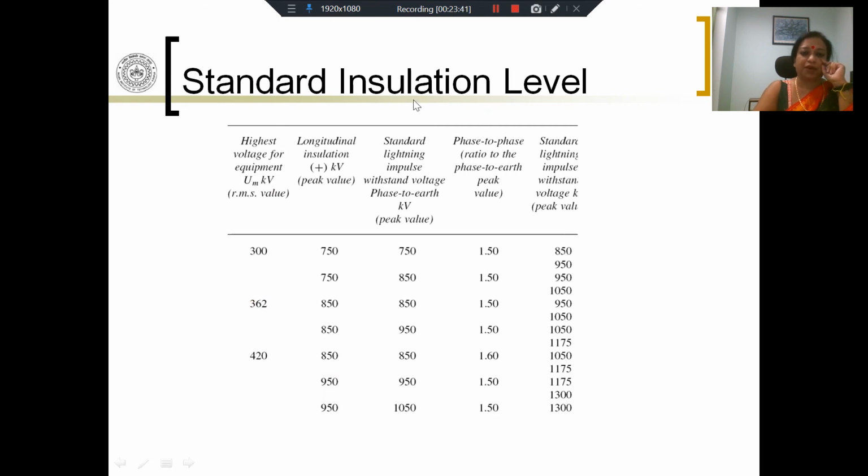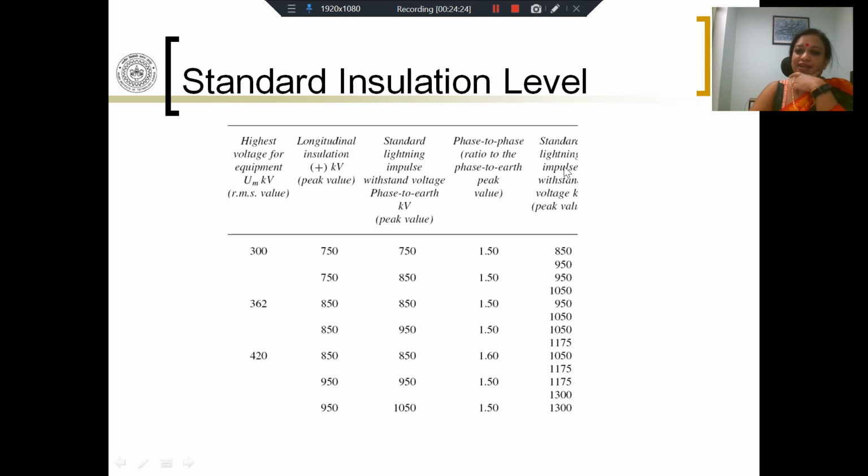To give you an example of standard insulation level for a transmission line, let's say the highest voltage for equipment is 300 kV. So it's a 300 kV transmission line and you need to figure out what insulation level you need to provide. In this case, longitudinal insulation needs a peak value of 750. Standard lightning impulse 750. Phase-to-phase ratio will be 1.5, so this is 850. Now one is an IEC standard, the other is an IEEE standard. So sometimes they match, sometimes they don't match. So this is also 750, they match, this is 850 already. So this gives you a value of 950.